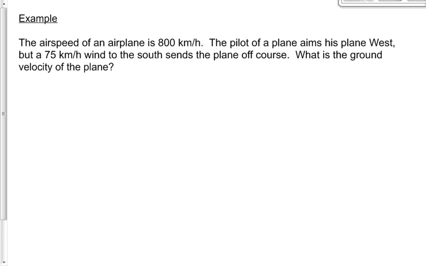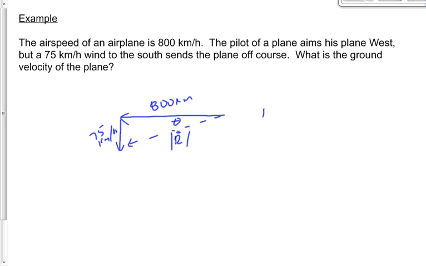We aim to the west. We're aiming at 800 kilometers per hour to the west. There's a wind of 75 kilometers per hour to the south. Those are both solid line vectors because those both contribute to where this plane actually goes. The dotted line vector is the ground velocity, the velocity relative to the ground. We're going to find that by saying the square root of 800 squared plus 75 squared. And we're going to find theta, the angle, by saying the inverse tan function of 75 over 800.